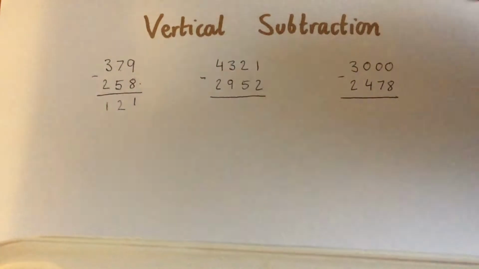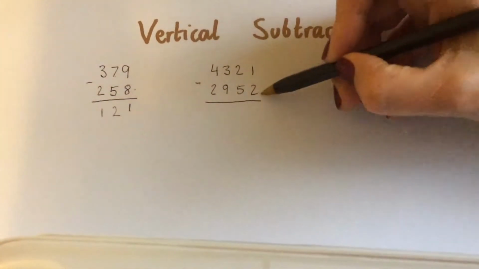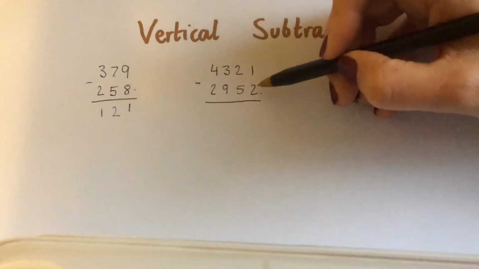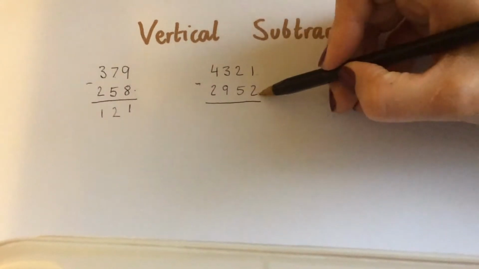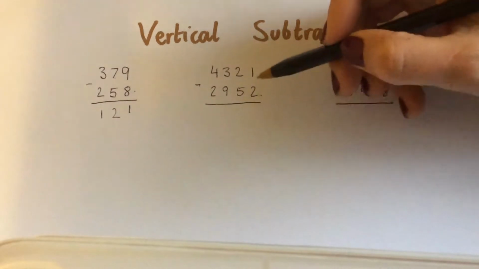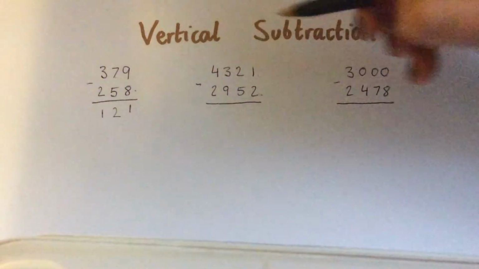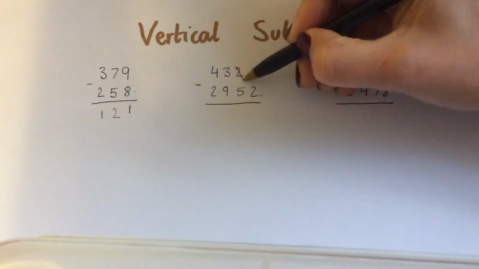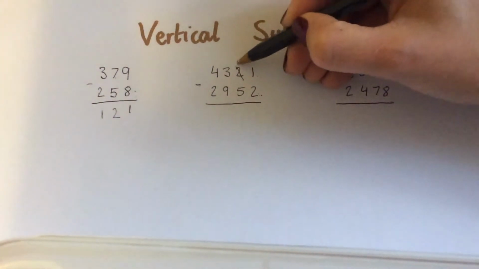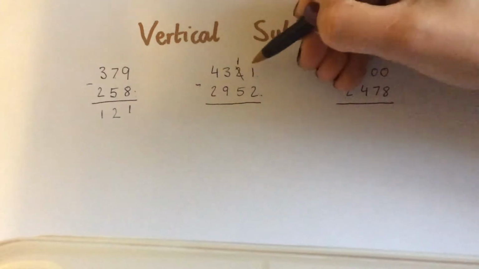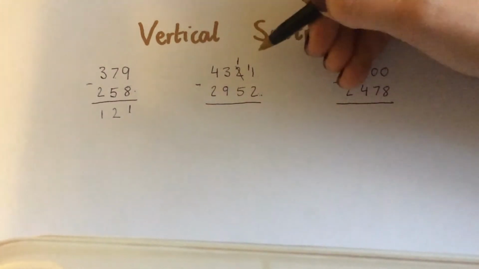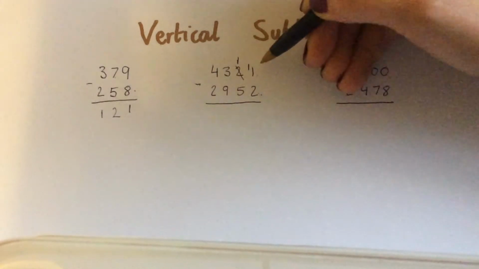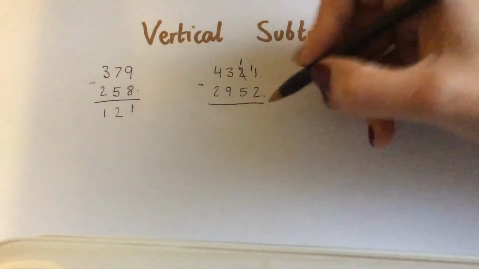So again, we're going to start from this digit as well, from the bottom right hand side. So 1 take away 2, we actually can't do that. So straight away we're going to have to borrow from this one here. So I'm going to take 10 from here, make that one digit less, which is 10. And then this one here is going to be 11 take away 2. So 11 take away 2 is 9.